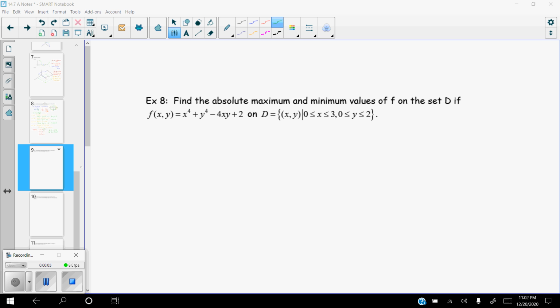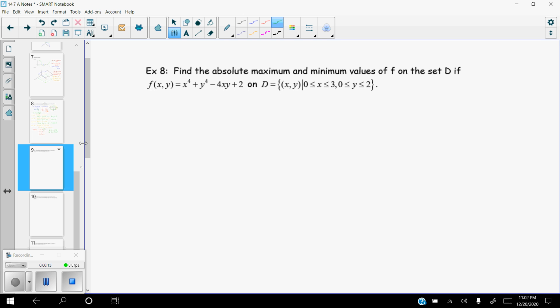All right, so this is 14.7a, video number 3. I'm hoping that I can keep this one to about 25 minutes, but these problems do take a long time, so let's get rolling. Find the absolute maximum and minimum values of f on the set D.